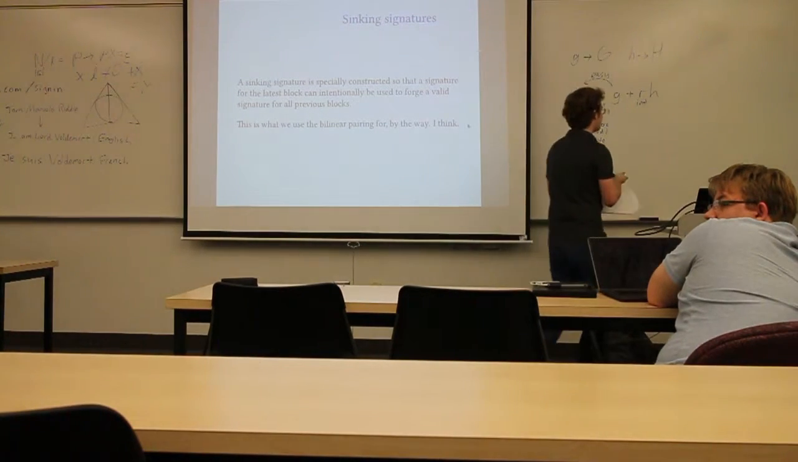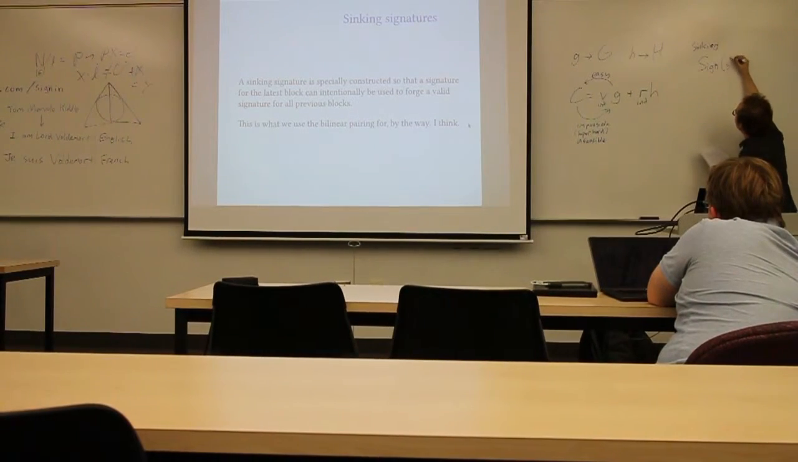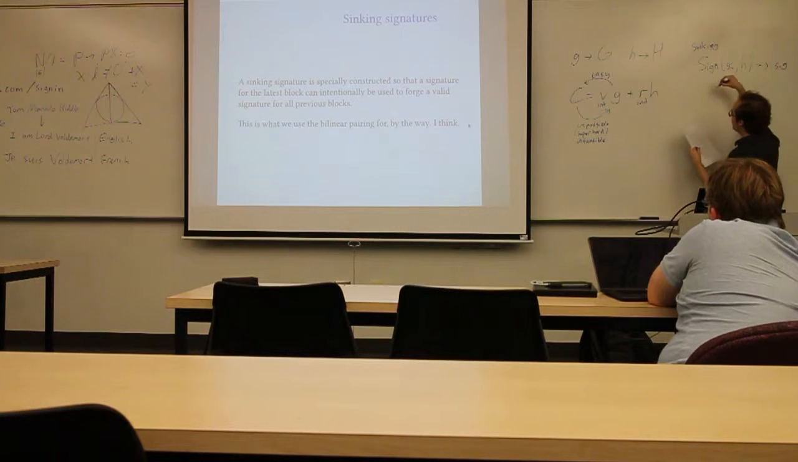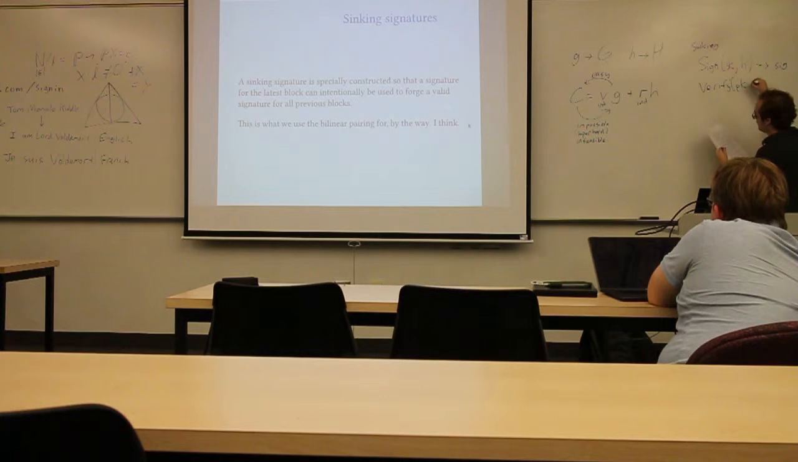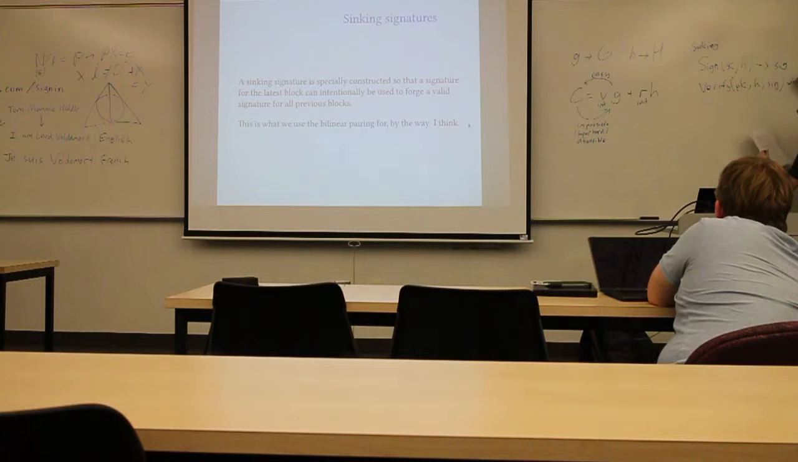Okay, I'm going to try and summarize it like this. Sign, this is the syncing signature. Sign of the secret key in H outputs a signature. Verify takes a public key and an H and a signature, and it just says true or false. So it verifies.